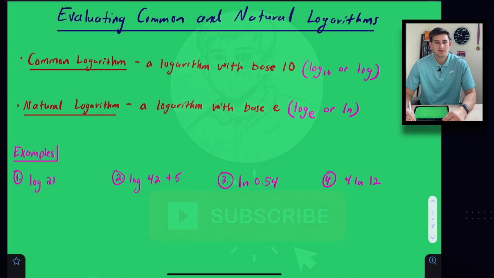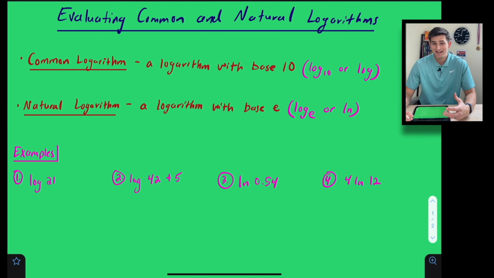Hello everyone, in this video we're going to talk about how we can evaluate some common and natural logarithms. So before we get into some examples, let's talk about what common and natural logs are with a definition. A common logarithm is a logarithm with base 10. So we see an example there, log base 10, or you might just see it as log with no base, so it's understood that the base would be 10, so we refer to that as a common logarithm.